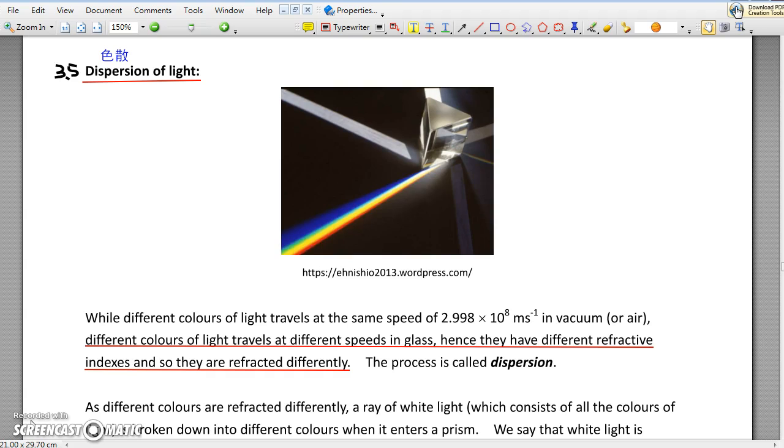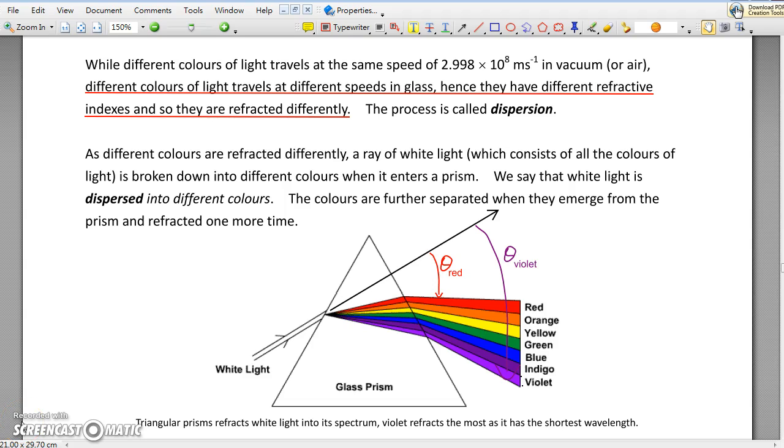You may notice that white light is separated into rainbow colors when it passes through a prism. This is called dispersion of light. The reason is that different colors travel at different speeds in glass. That means they have different refractive indices. Indeed, they are refracted differently. You can see that red light deflects less and violet light deflects more. So the refractive index of violet is larger. It travels slower.